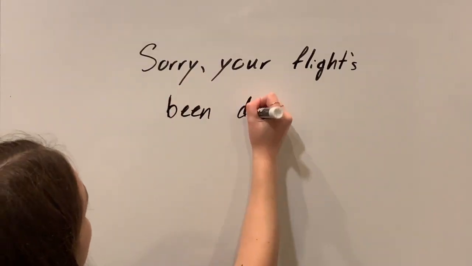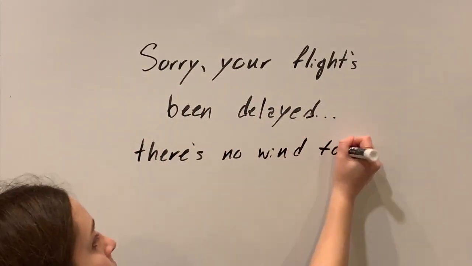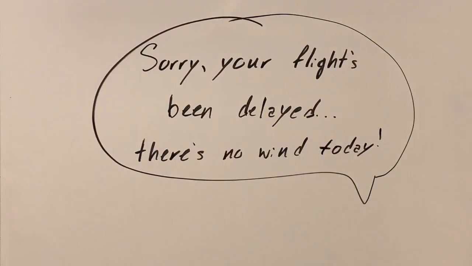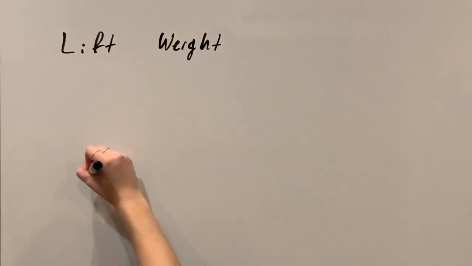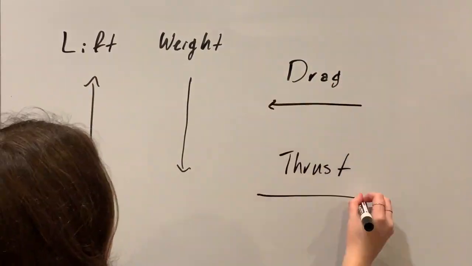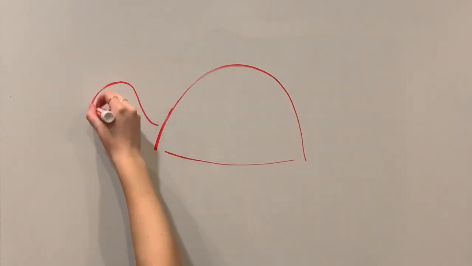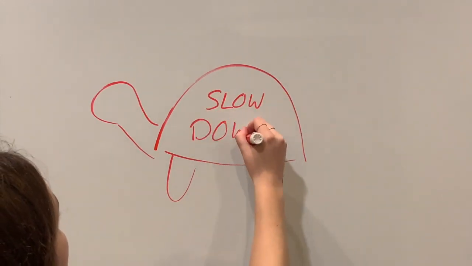Obviously, we can't just wait for super strong winds to happen all the time, so we need to generate that difference in speed ourselves for a plane to take off and fly. Finally, let's discuss drag. Just like how lift and weight act in opposite directions, drag is the opposite of thrust. Drag is what causes an airplane to slow down, usually because of friction or air resistance.